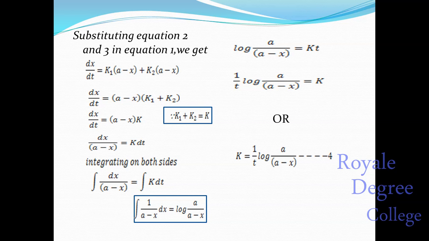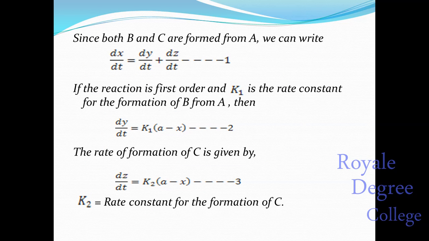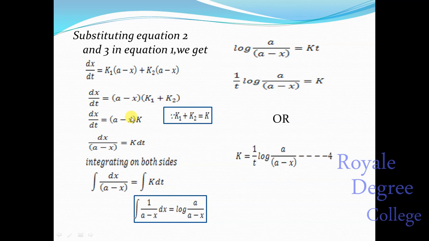Substituting equation 2 and 3 in equation 1, so we get dx by dt is equal to... what is equation 2? See here. Equation 2 and equation 3 values we are substituting in the first equation. In place of dy by dt, we are substituting this value k1 (a minus x). Okay. Then plus, equation 3 is dz by dt equal to k2 (a minus x), so in place of dz by dt, we are keeping its value as k2 (a minus x). See, like this we got this equation.